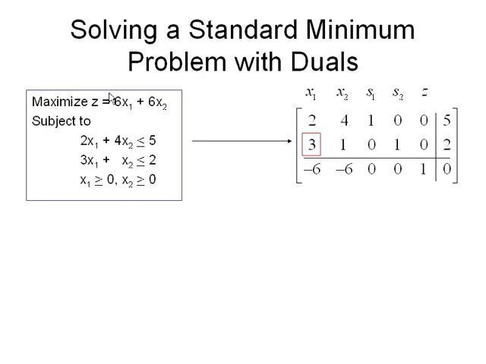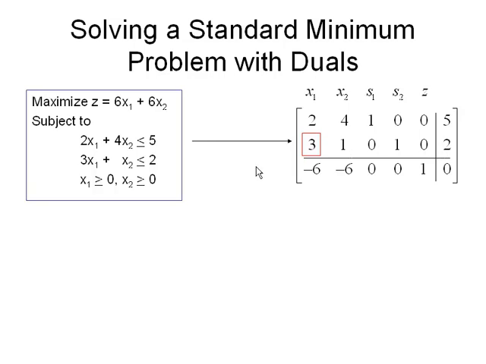So I've written down my maximization problem here, and now I'm going to work out the simplex method. I'm going to work out what my initial simplex tableau is. The objective function z equals 6x1 plus 6x2 goes in the bottom row and becomes -6, -6, 0, 0, 1, 0. I add my slack variables to my two constraints, and I get the first row of 2, 4, 1, 0, 0, 5, and the second row 3, 1, 0, 1, 0, 2.